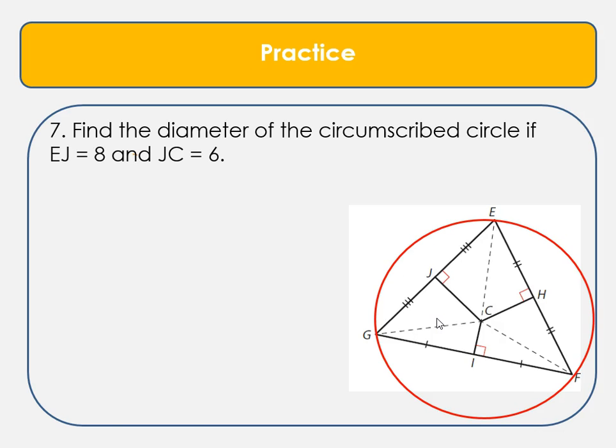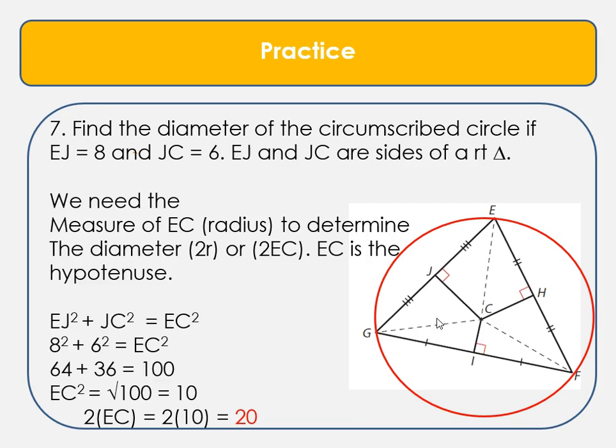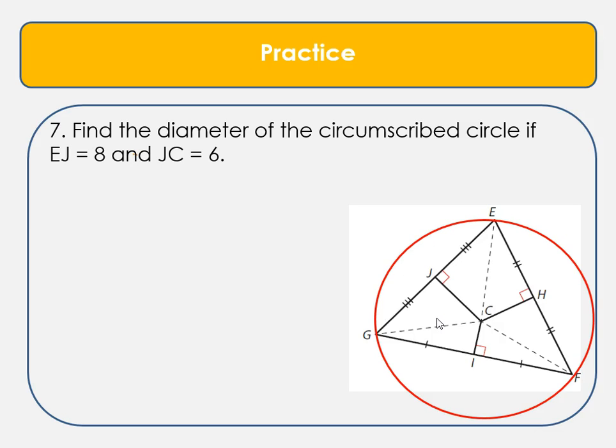Number 7. Find the diameter of the circumscribed circle if EJ is 8 and JC is 6. So diameter is 2 times the radius. Do you remember what this dotted line is? This is our radius. It's also the hypotenuse of our triangle. There's a right triangle right there with 2 sides that you have values for. So go ahead and solve for the radius and then check your answer.